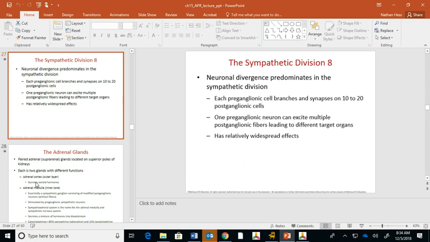Again, because of this, they're all connected in this chain of ganglia. It's very easy for when one thing gets stimulated, all of the pieces to get stimulated. Does that make sense?